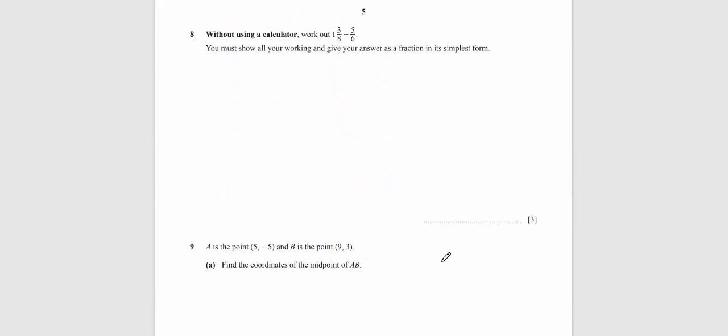And then let's look at number 8. Without using a calculator, work out 1 3/8 minus 5/6. Show your answer as the simplest fraction. So in this case, you have 1 3/8 minus 5/6.